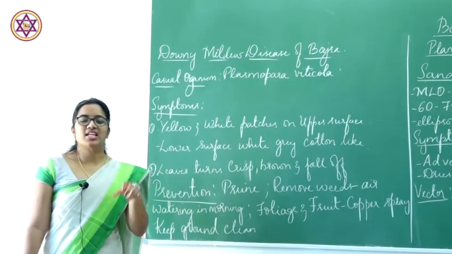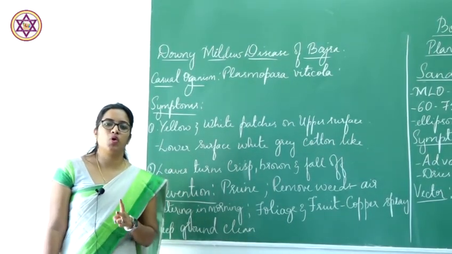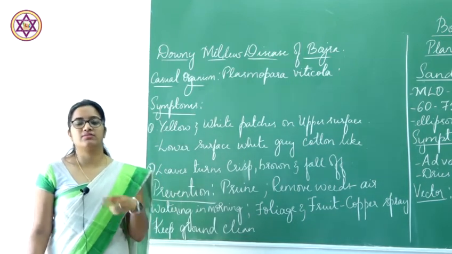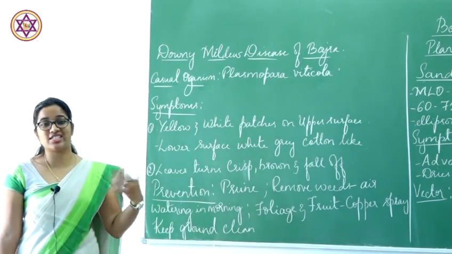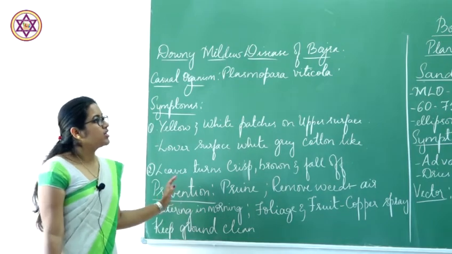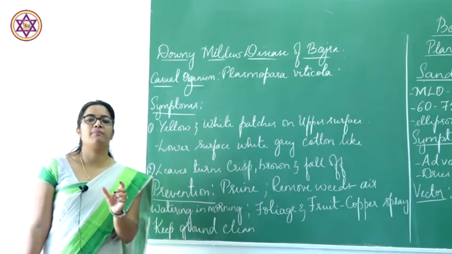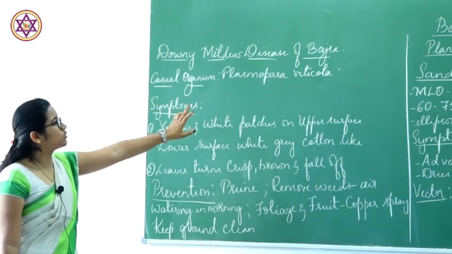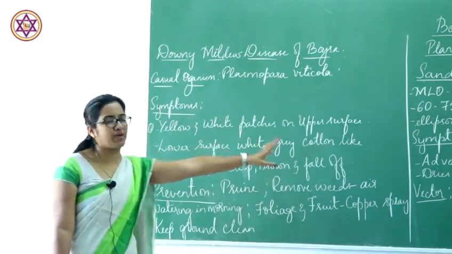So in the last, I would like to do 2 more plant pathology topics, 2 plant diseases. We had learned about these diseases in the previous video. Okay, so a continuation, a small patch to be done. We will be talking about downy mildew, disease of bajra, and sandal spike disease.